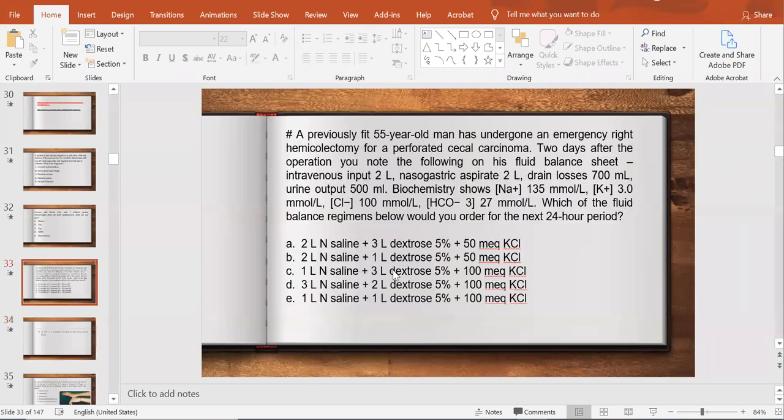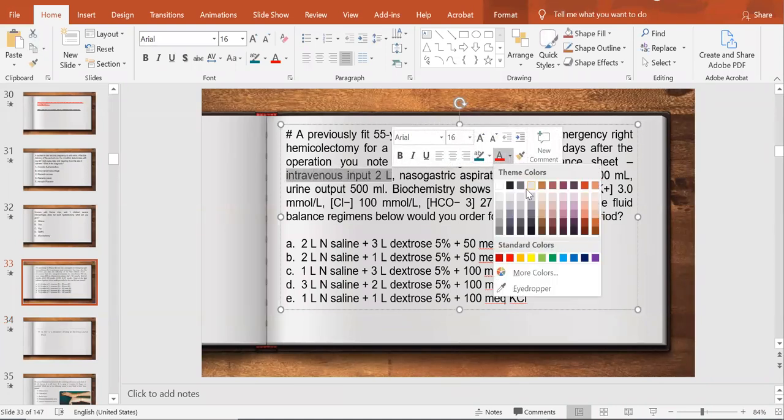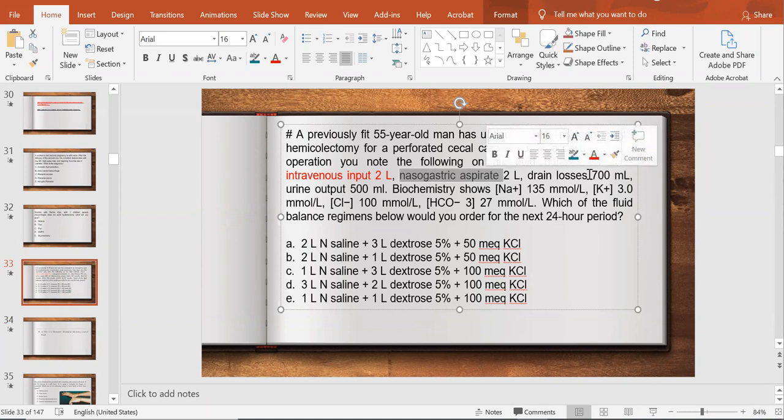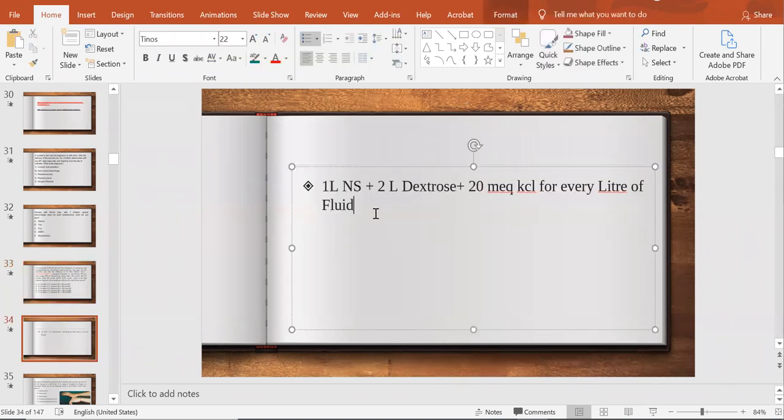All right, so how you can find out the deficit, right? See that, what is the input? Intravenous input means that you are giving IV fluid to this patient. That is your input. So input is 2 liter. Now you need to find out what is the output. So patient having output from the nasogastric tube, which is 2 liter, drain loss 700, urine output 500. And for all the patients, usually we take 500 ml for insensible loss.